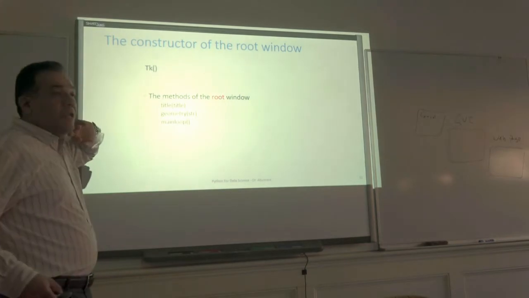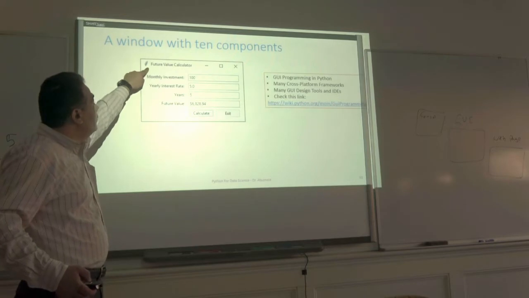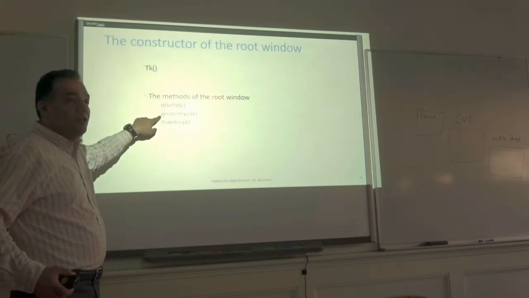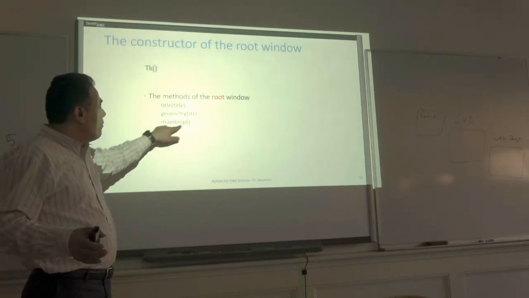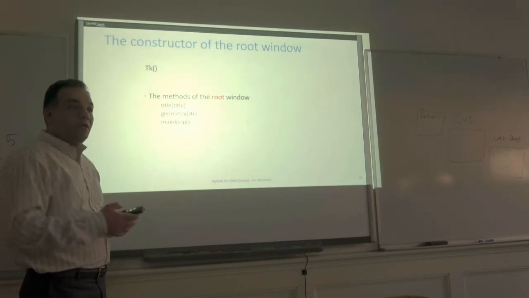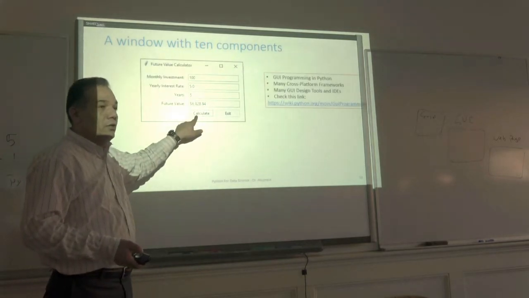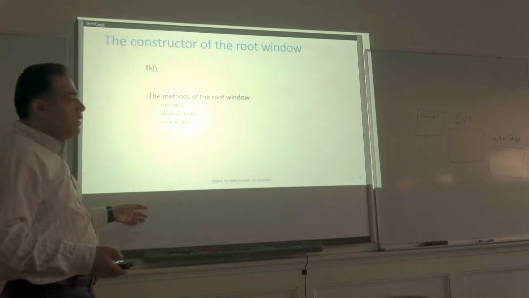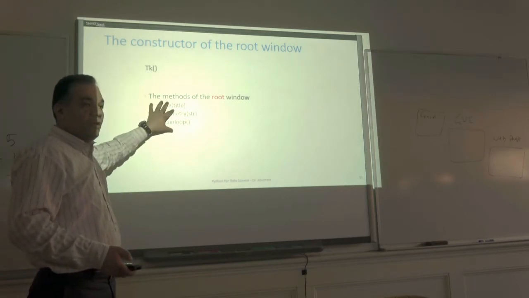All right. Any window is going to have a title. So what's the title in here? Future value calculator. It will have geometry. What is the geometry? Size. How many pixels by how many pixels? And it will have main loop. The main loop is a program that keeps running for actions. So if you click a mouse, it will take action. If you hit a tab on it, it will take an action.